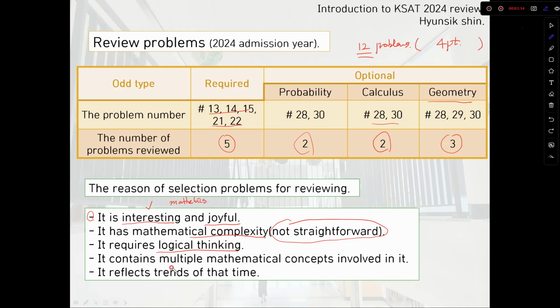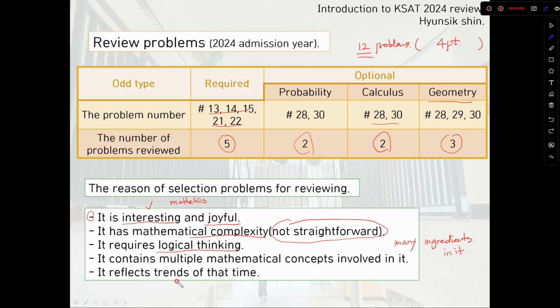And interesting math problems usually contain multiple mathematical concepts. So it has many, I'd say, ingredients in it. I hope you can taste all of it.